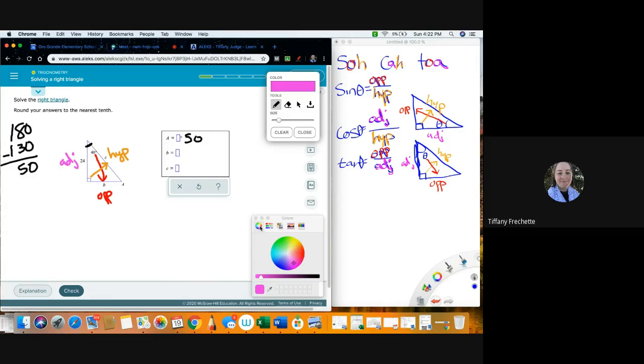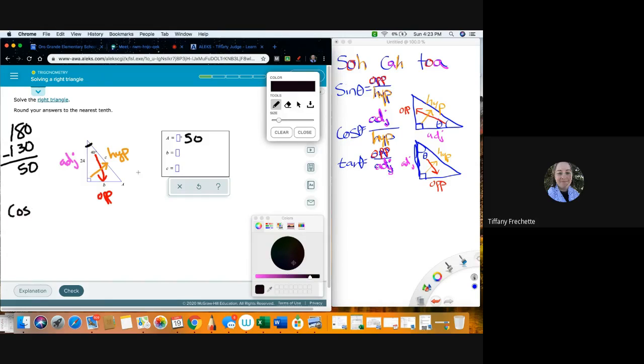So let's go ahead and start filling these ones out. So we know we want to find B, side B, and side C. I have adjacent, so that tells me that I'm going to use cosine and tangent. I'm probably going to use both here, because I need to find both opposite and hypotenuse. So it doesn't really matter which one we start off with. Let's go ahead and start with cosine.